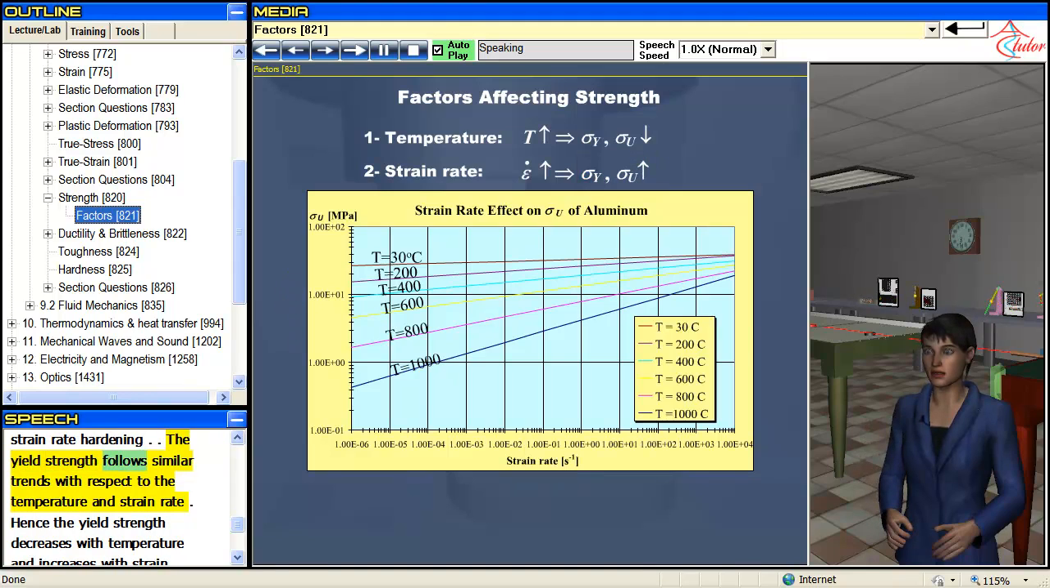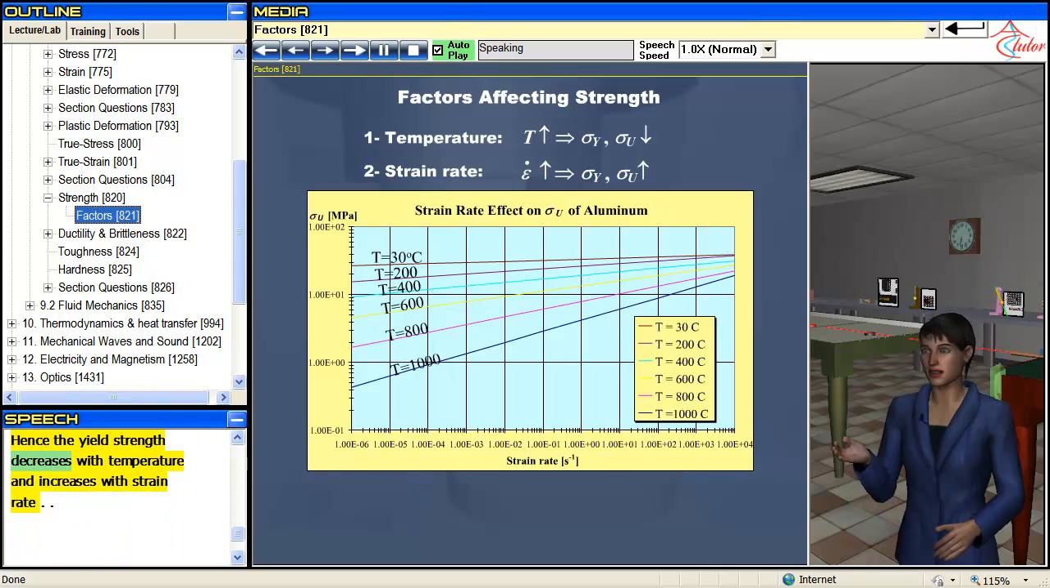The yield strength follows similar trends with respect to the temperature and strain rate. Hence the yield strength decreases with temperature and increases with strain rate.